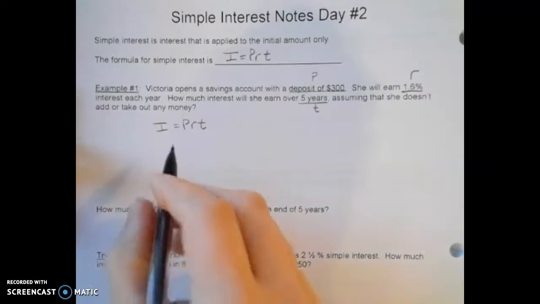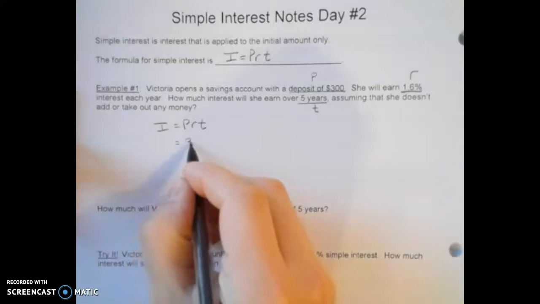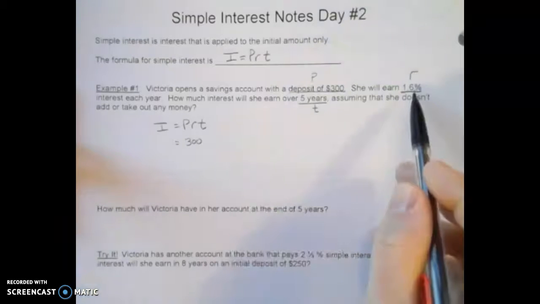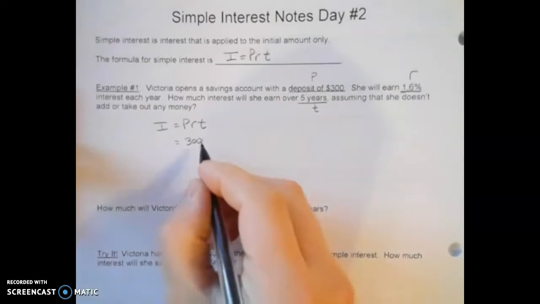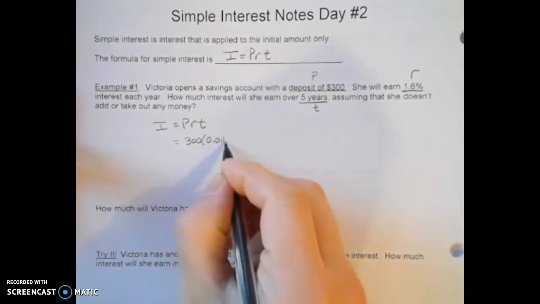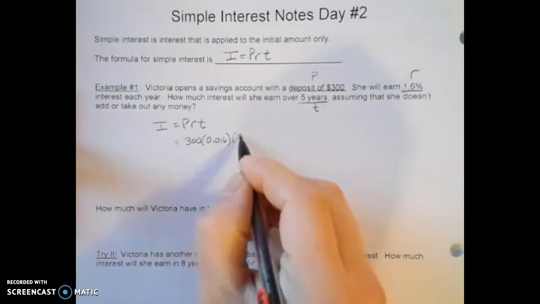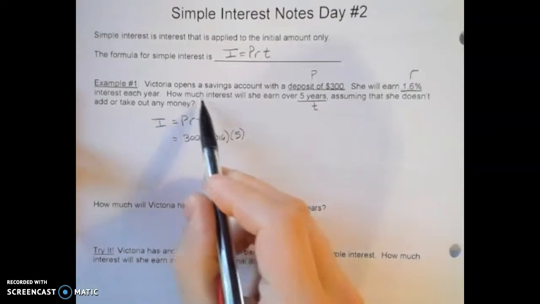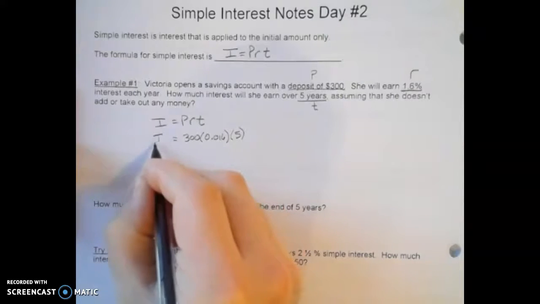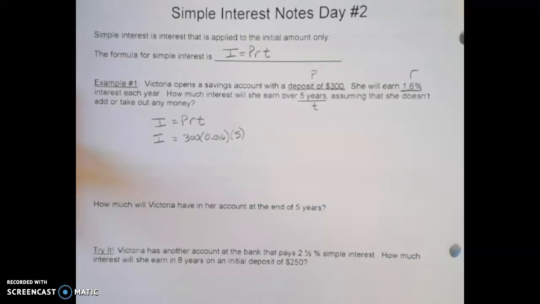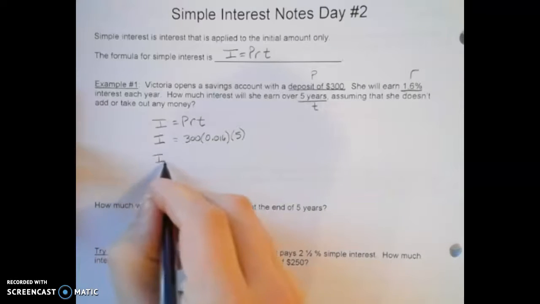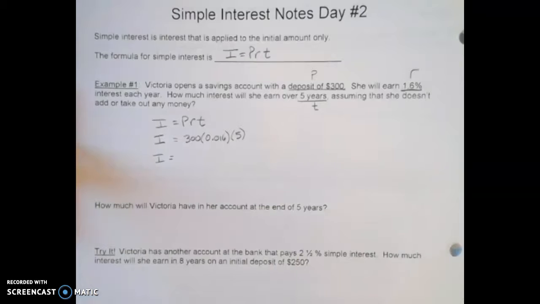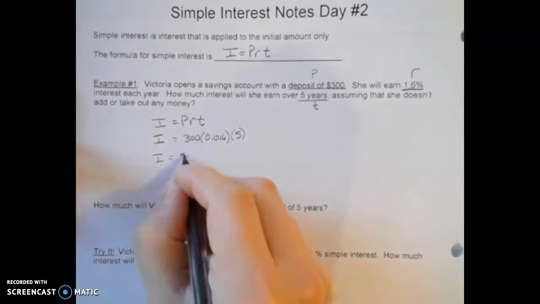We've already identified the principal, the rate, and the time, so let's substitute those values in. The principal amount was $300. The interest rate was 1 6/10%. Remember, we're going to move that decimal point once, twice to the left, which turns that into 16 thousandths. The time is 5 years. This is asking how much interest she will earn, so I is the variable that we are looking for. All we need to do to get the value of I is multiply these three numbers together. When you punch 300 times 16 thousandths times 5 into your calculator, that gives you a value of 24.